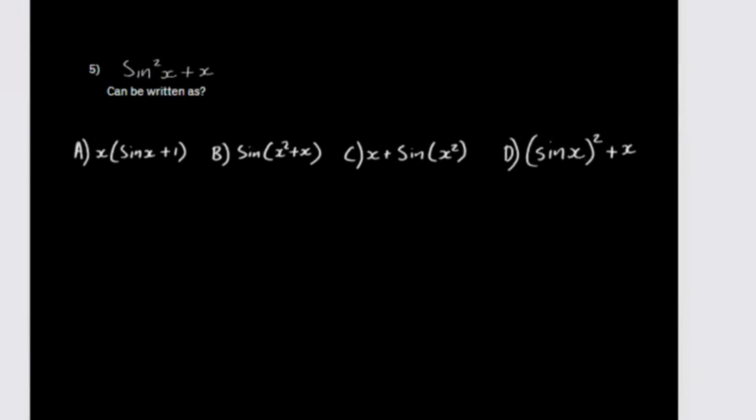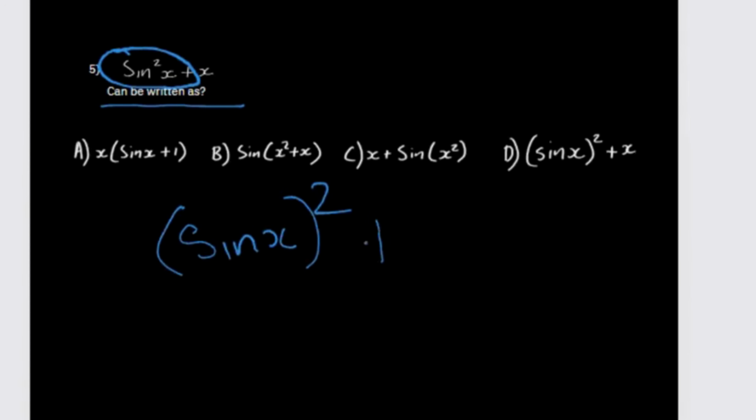Here you're given sine squared x plus x, and they're saying this can be written as. When we have sine squared x, guys, just know that the whole thing over there is squared. It's not just sine that is squared, but the x is squared too. So in that situation, you would have to take this sine and put it in the same bracket. So you can just say sine x, put the whole thing in the bracket, squared, and then you're going to say plus x. And there you have the solution at D. So yeah, that's pretty straightforward there.